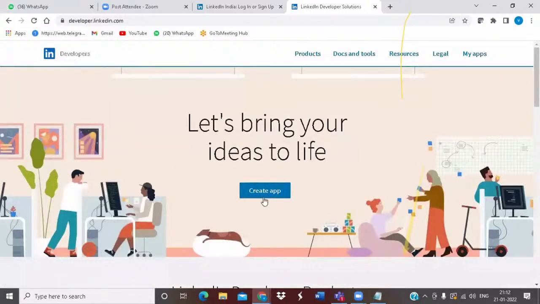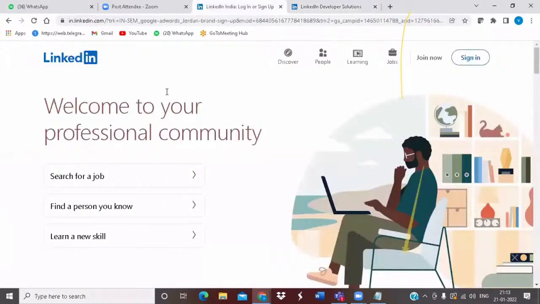What is the button here? Create app. Who will create the apps, end users or developers? Developers can create the application, not end users. Yes or no? This is the PaaS side of LinkedIn, and this is the SaaS side of LinkedIn. Understand? Like that.